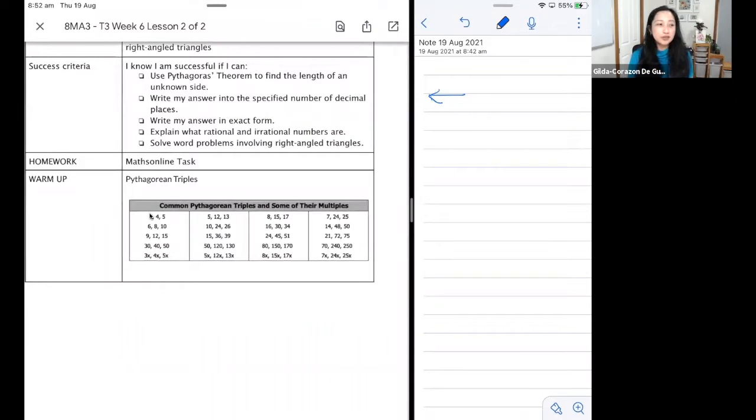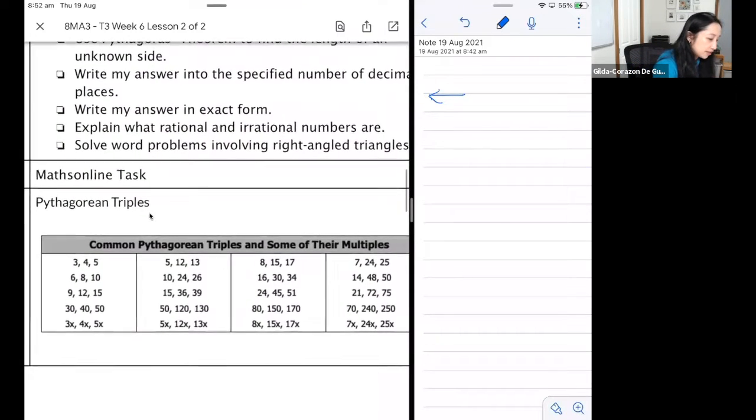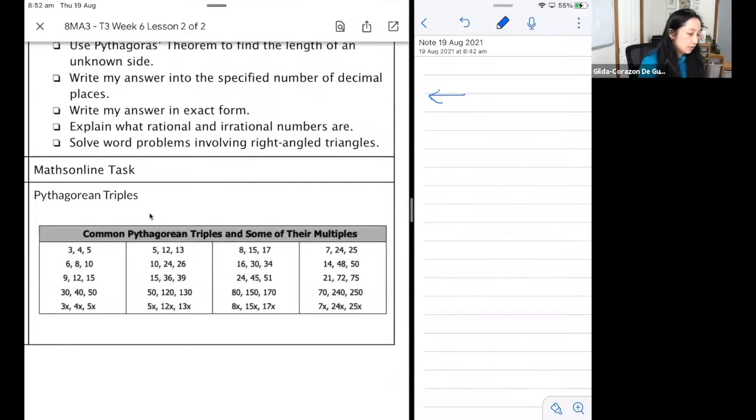Have you heard of the term Pythagorean triple? Anyone? Pythagorean triples. And how would we be able to use the Pythagorean triples? Now, those are some of the Pythagorean triples. There's heaps of them. Some would call them Pythagorean triads. So you've got 3, 4, 5, 5, 12, 13, 8, 15, 17, 7, 24, 25. What do you notice?